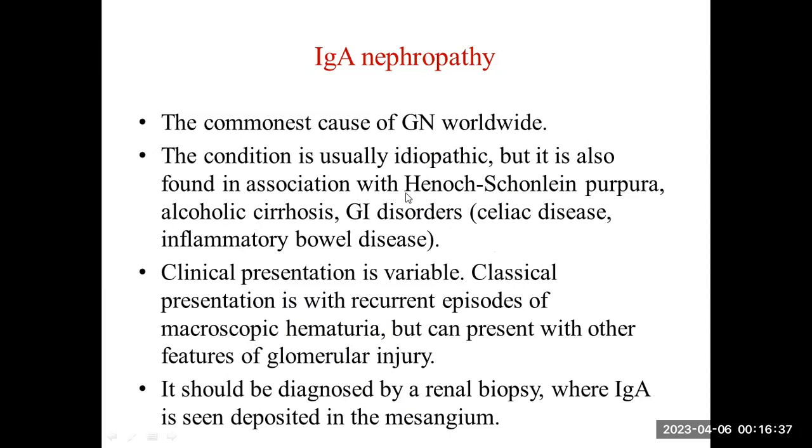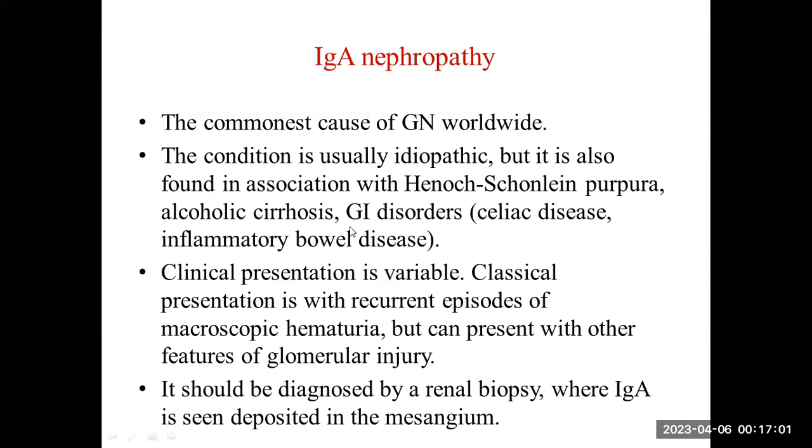So IgA nephropathy can give you microscopic hematuria, and unusually, can give you macroscopic hematuria, and this is different from the other types of glomerulonephritis, because in glomerular injury, usually the presentation is with microscopic hematuria. But IgA nephropathy is unusual in the fact that it can present with macroscopic hematuria. But remember, it's always associated with upper respiratory tract infection.